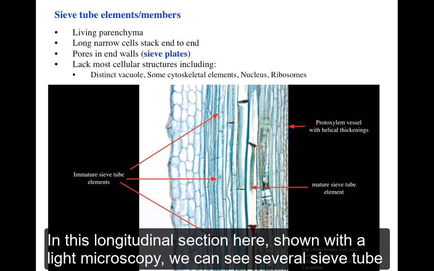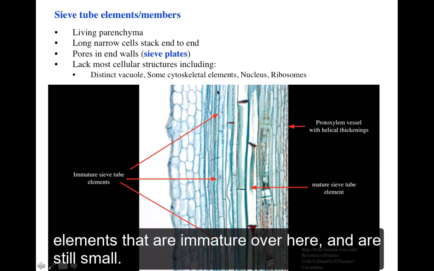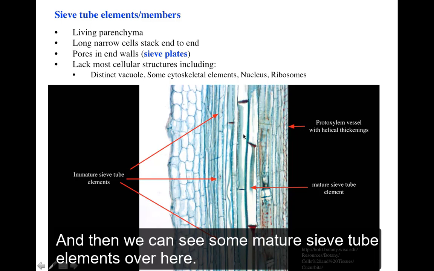In this longitudinal section here, shown with a light microscopy, we can see several sieve tube elements that are immature over here and are still small. And then we can see some mature sieve tube elements here.